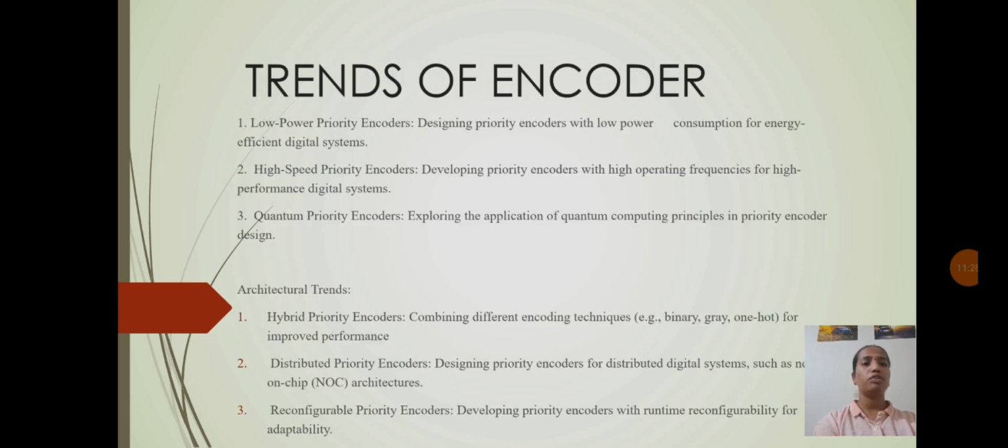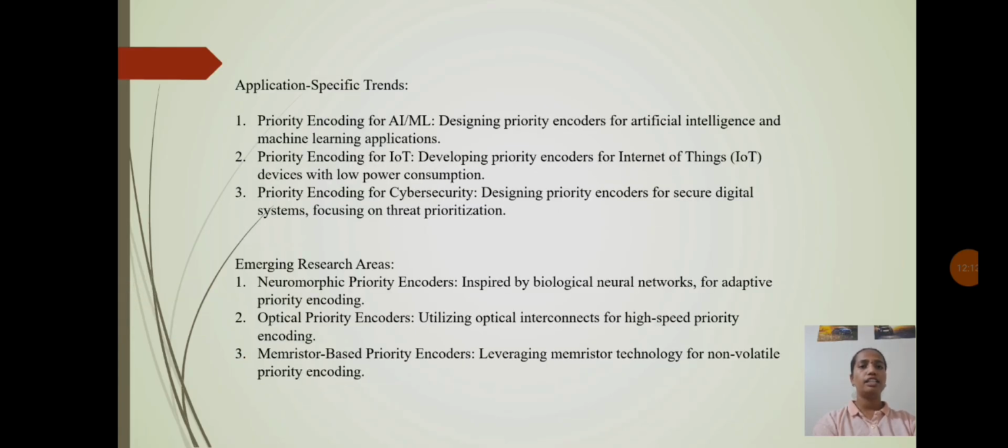Let us study the trends of the encoders. These include low power priority encoders, high speed priority encoders and quantum priority encoders. The architectural trends are hybrid priority encoders, distributed priority encoders and reconfigurable priority encoders. Let us study the applications of specific trends.